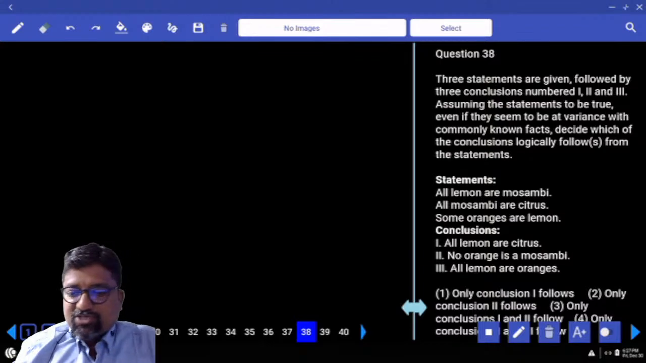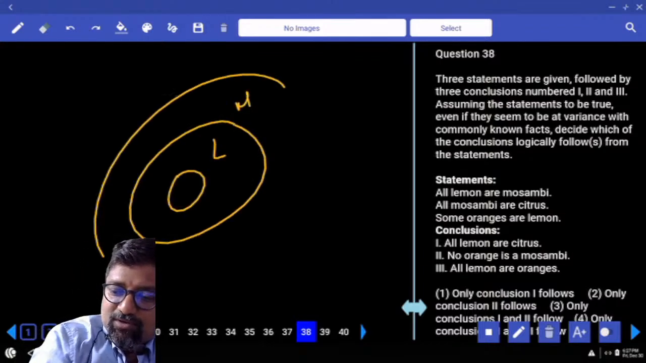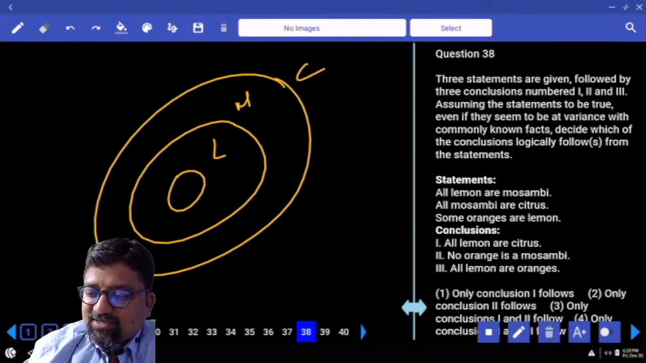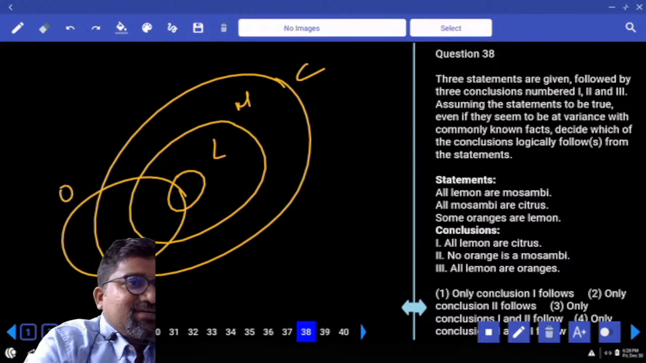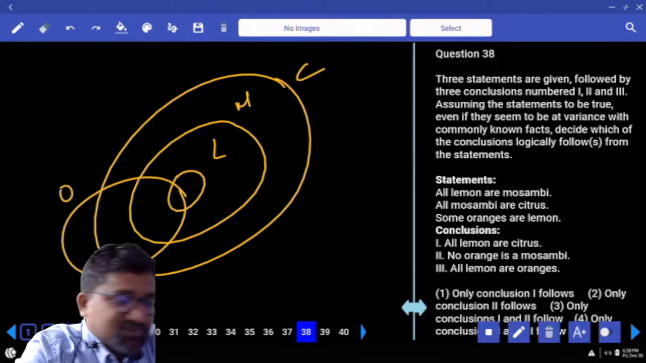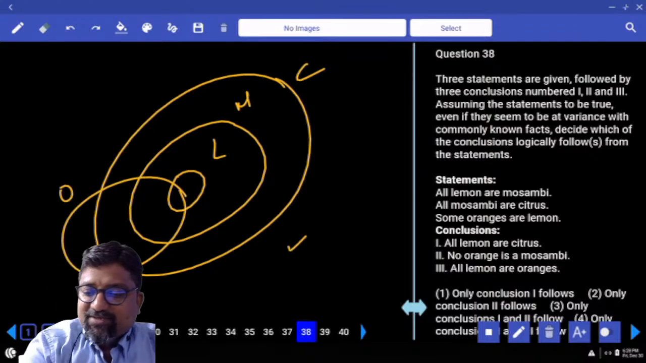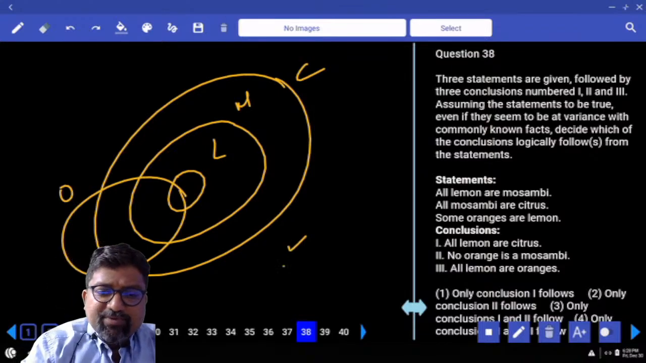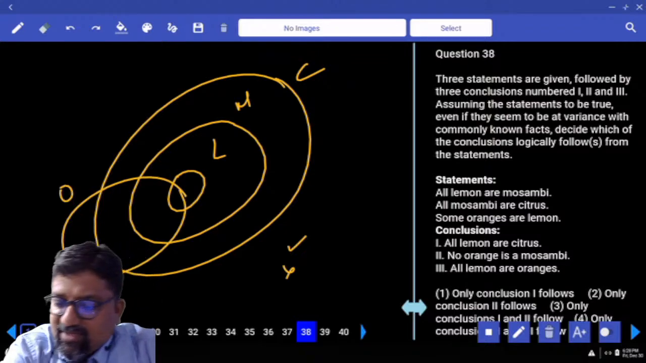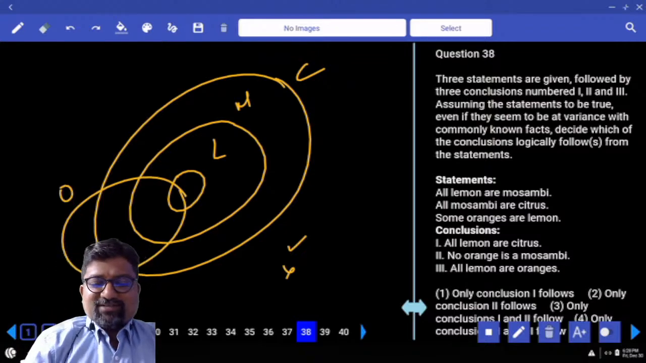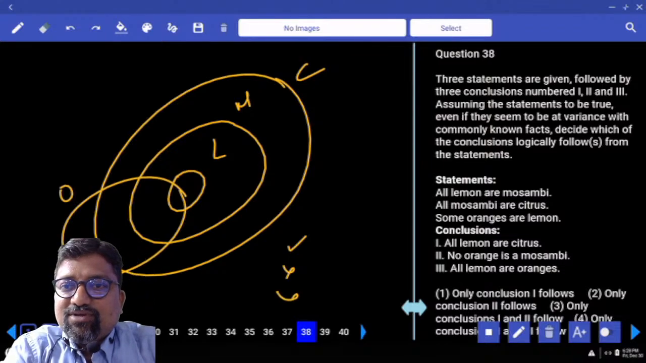38. This is a question on syllogisms. All lemons are Mosambi. All Mosambis are citrus. Some oranges are lemon. Inte kada? Orange, you write it from outside. All lemons are citrus. Yes. No orange is Mosambi. Wrong, because there is a relationship between orange and Mosambi. Next is what? All lemons are oranges. Do you see all lemons inside oranges? No. What's the answer? Only one.